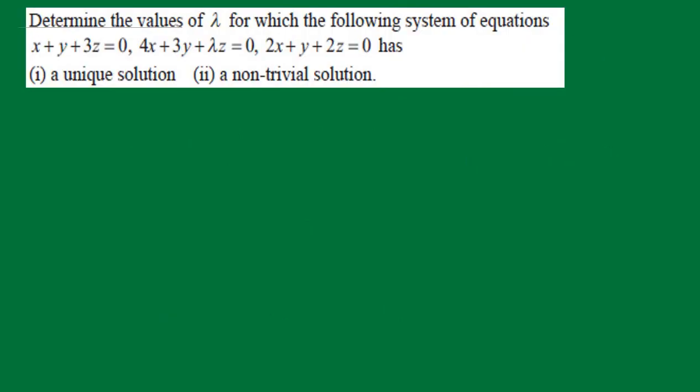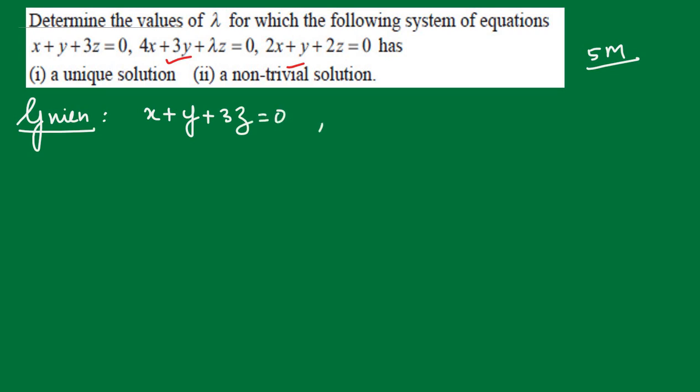Another important expected 5-mark question. Determine the values of lambda for which the given system of equations has a unique solution and a non-trivial solution. So first we write the given equations. The equations are x + y + 3z = 0. The next equation is 4x + 3y + lambda z = 0. And the third equation is 2x + y + 2z = 0.